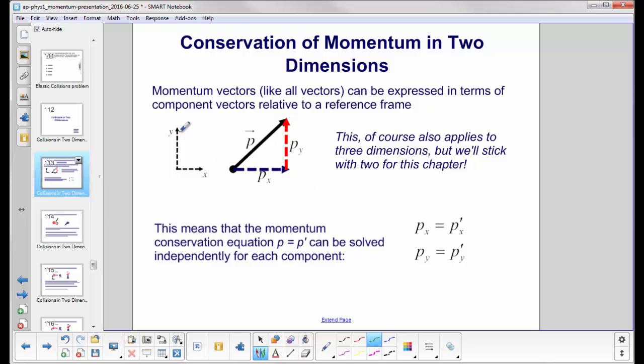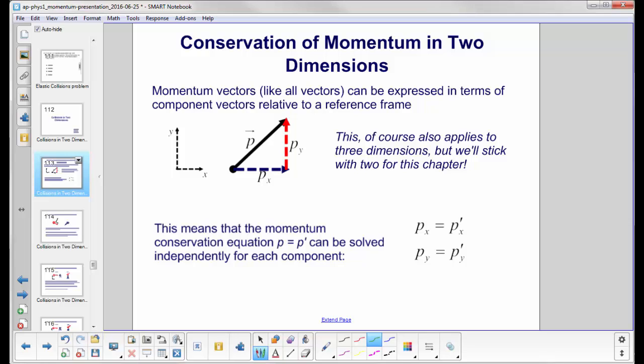So for example, if we have a reference frame here, x and y, we can take a momentum vector that is at this angle here and express it in terms of px and py. And here we're just showing the magnitudes of these components. This will also, of course, apply to 3 dimensions, but we'll just do 2 for this chapter.